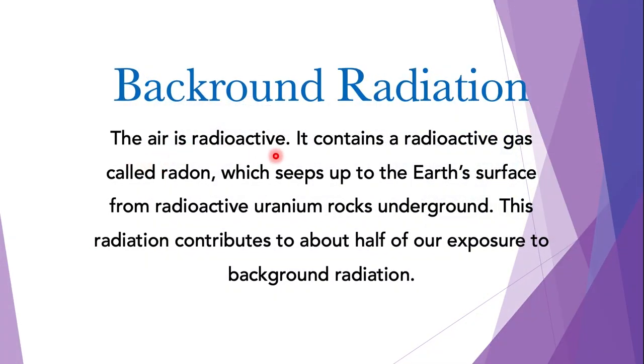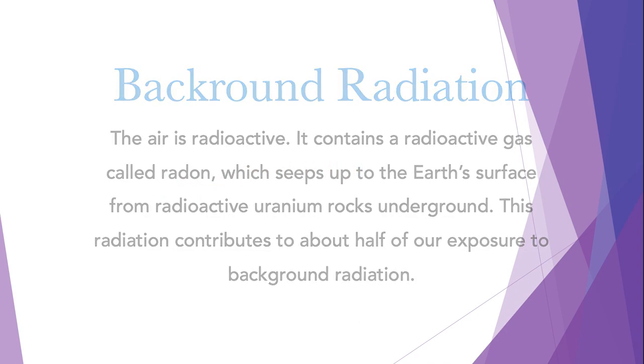The air is radioactive. It contains a radioactive gas called radon, which seeps up to the Earth's surface from radioactive uranium rocks underground. So as you can see, radioactive materials come from the ground, from rocks. We're going to see more about rocks later, especially uranium, and how this radioactivity was discovered. This radiation contributes to about half of our exposure to background radiation, the radiation that comes from uranium rocks underground, and later becomes the radon gas in our atmosphere. So this is one source.